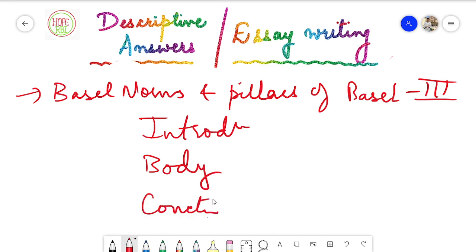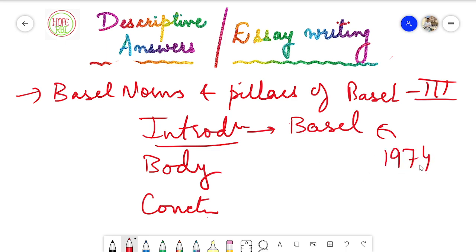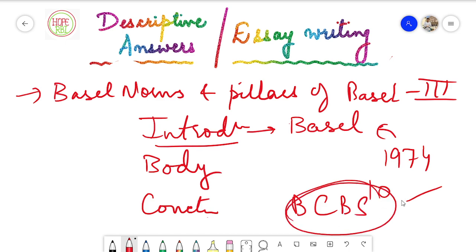What you can write in the introduction part is the definition of the Basel norms. What are Basel norms? And you can give a little bit of history of how the Basel norms were created. There was a committee that actually formed the Basel norms. If I correctly remember, it was in 1974, and there was a meeting of the central bank governors of 10 countries, and they met in a location called Basel, Switzerland, and there they made a committee, the Basel Committee on Banking Supervision, and they then introduced norms.